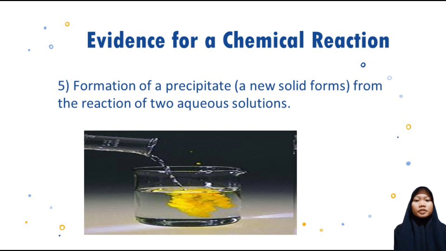Fifth, formation of a precipitate. A precipitate is a solid that forms when two solutions are mixed. Precipitation is often evidence of a chemical reaction. For example, when silver nitrate and sodium chloride solution are mixed, a white precipitate of silver chloride is formed.